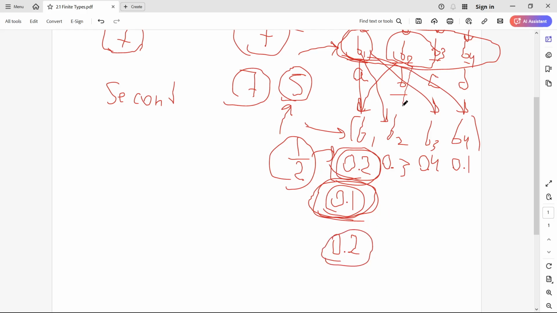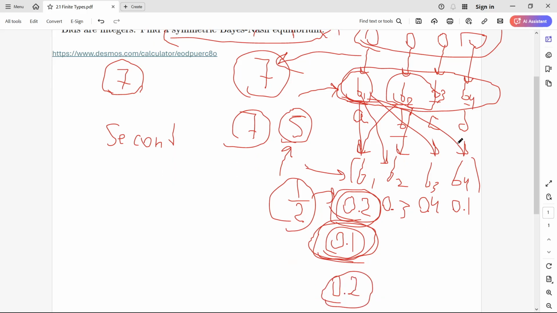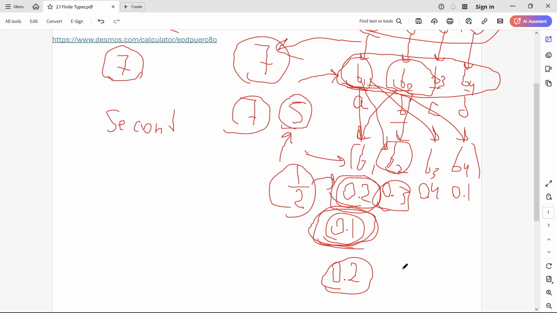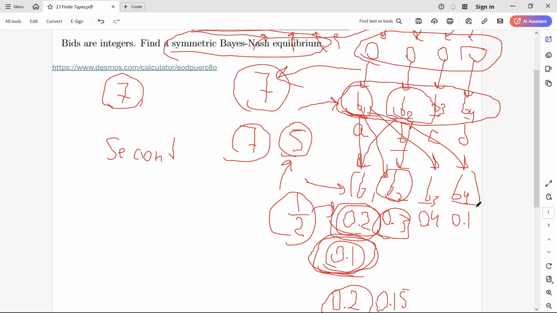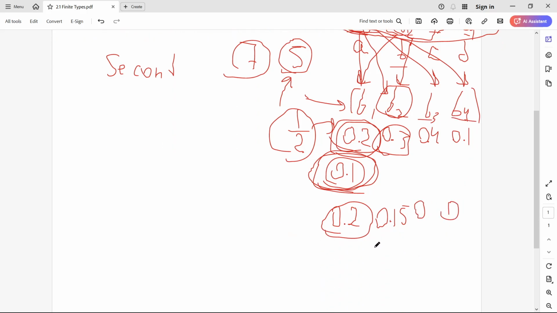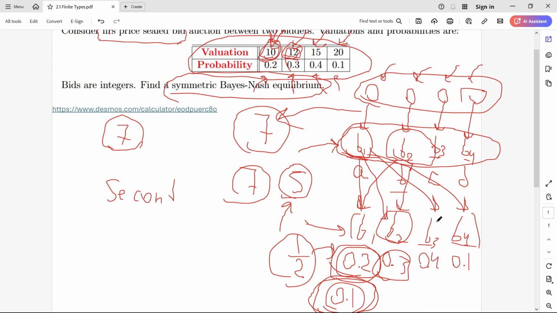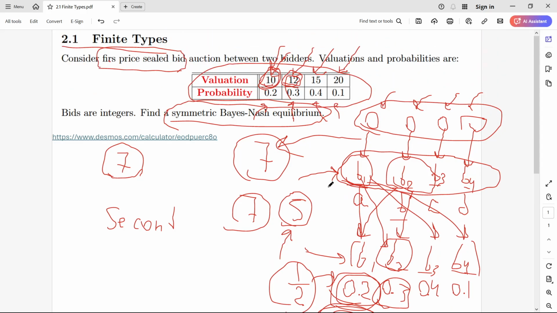Then if you're up against the valuation 12 guy, they will bid B2, so you win half of the time, so 0.15 will be added to your winning chance. In case of B3 and B4, you lose, so 0, 0, so your winning chance is 0.35, and so on. That's how it looks.